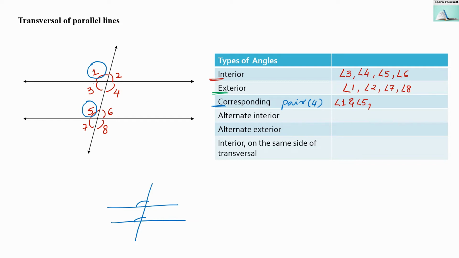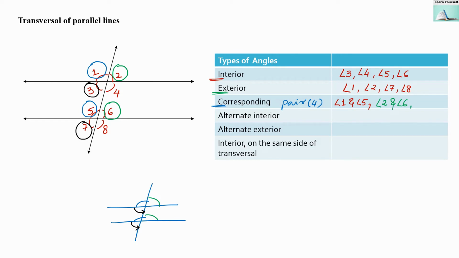Now the second pair. As you can see, 1 and 5 is the first pair. Then the second pair will be angle 2 and angle 6. They are towards here, angle 2 and angle 6. So they are another pair of corresponding angles. Now the third pair of corresponding angles: angle 3 and angle 7. They are here, angle 3 and angle 7.